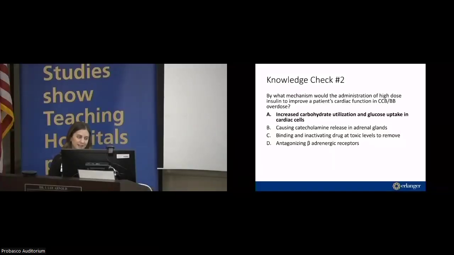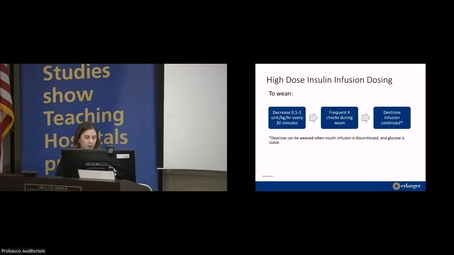Yeah, it's A. So essentially, because we shift our metabolism back to glucose utilization when we give the insulin with the dextrose. And then real quickly, when we're weaning it off, you decrease by 0.5 to 1 unit per kilogram per hour every 30 minutes with frequent checks of your potassium, and the dextrose infusion is continued until after the insulin infusion is weaned off.